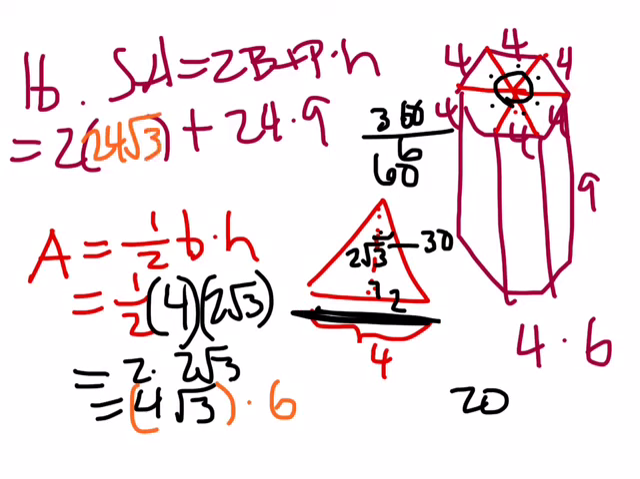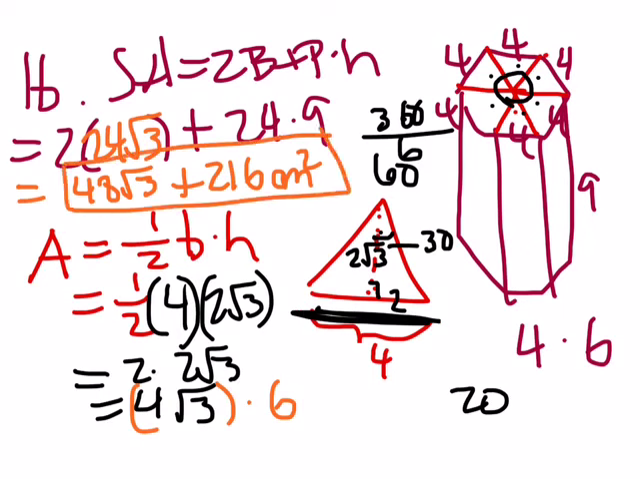So ready? Here's my final answer. It says leave your answer in terms of pi. 2 times 24, I have 48 radical 3, plus, and then I multiply those out, it's 216. Again, squared units. Okay, feel free to pause, look back at that one. I know there was some new stuff there. I'm going to finish up the last 2.